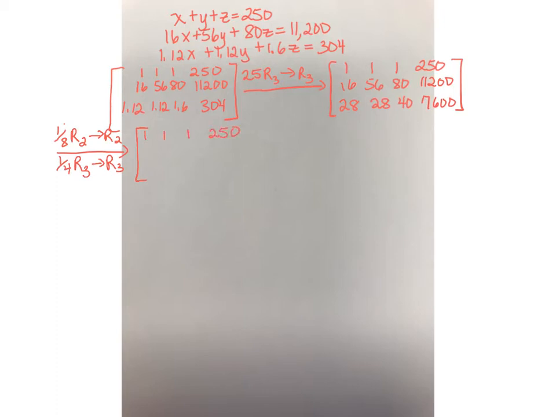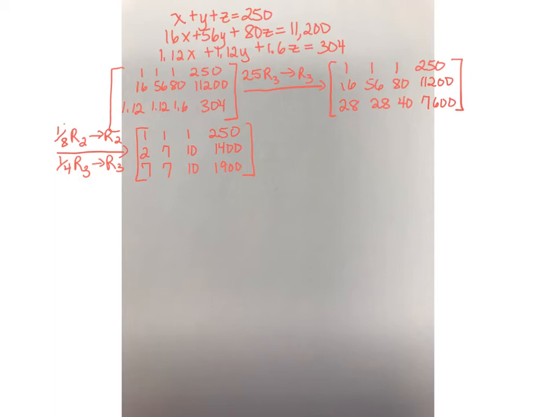Row 2, if we multiply each term there by 1/8, reduces to 2, 7, 10, and 1,400. Then row 3, we multiply each coefficient by 1/4. That will give us 7, 7, 10, and 1,900. Those numbers look a lot better to deal with. So now we're going to row reduce as we have before. We're going to use this 1 as our pivot, create zeros here and here. So let's do that. We'll do both at once.